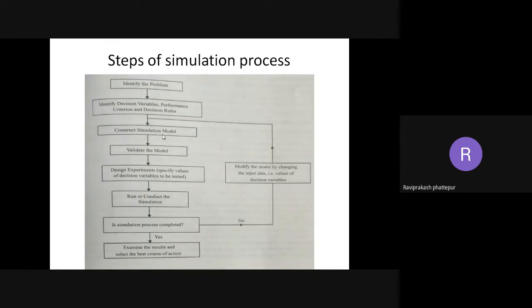Then how the product will come to my premises, should I go and buy it, or will the seller send it to me directly to my premises? So these are some of the things involved in putting the order and getting the material. All these things are interrelated and interdependent. That's how you need to construct a proper simulation model, then validate the model.